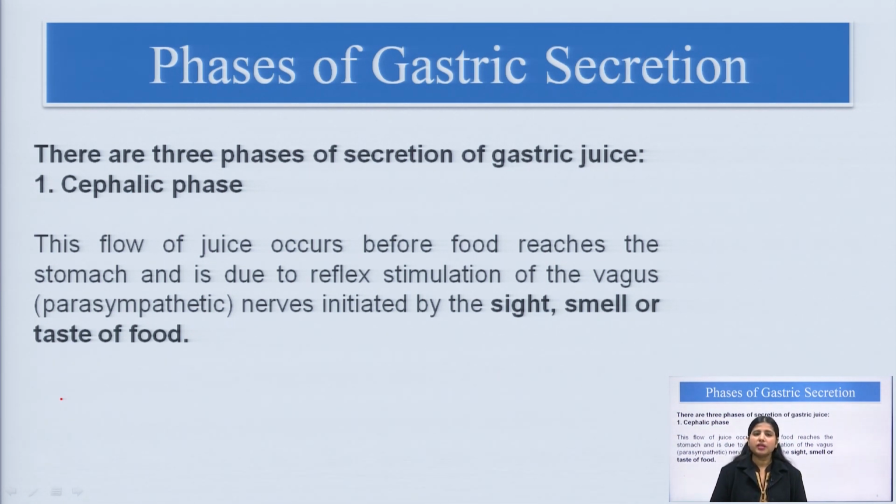Now, these parasympathetic nerves are stimulated through the sight of the food, whatever we are seeing, the smell of the food, or the taste of the food we have ingested and have in the mouth, or just with the reflex, our past experiences with that particular food. That can also stimulate the vagus nerves, and that can stimulate the flow of the gastric juice. So, this is known as the cephalic phase.